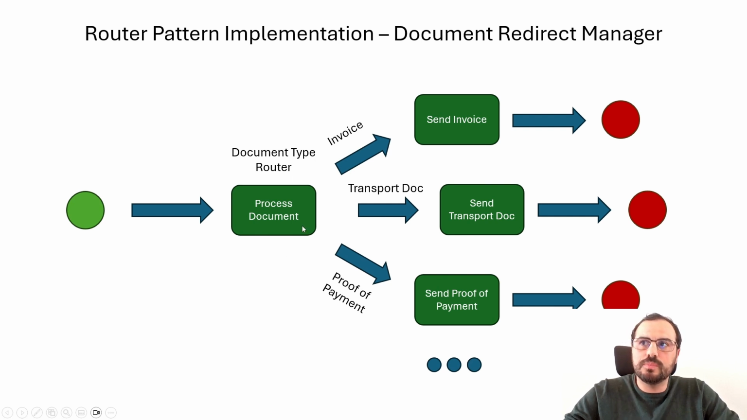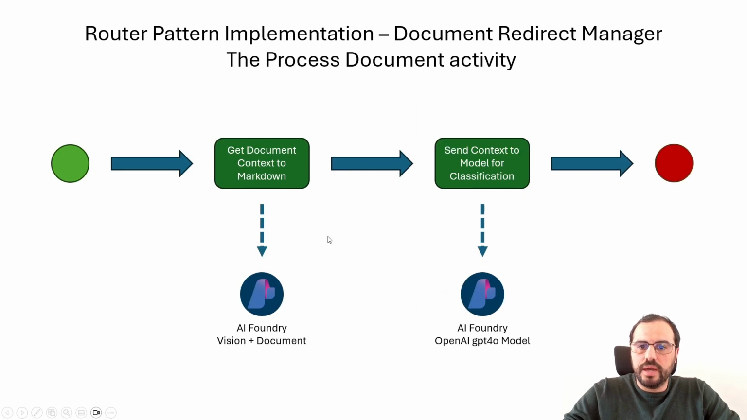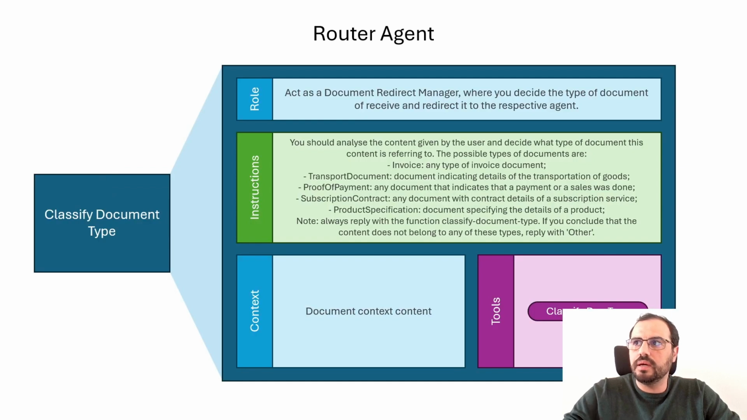But if we go inside this process document, we have these two steps. As I said, first we always convert the document content to Markdown using Foundry Vision and Document, and only after that we pick the Markdown and give it as an input for a module to classify. This module, picking the example of how to define agents using this visual helper, is this router agent, and we say, act as a document redirector manager, where you decide the type of document you receive and redirect to the respective agent.